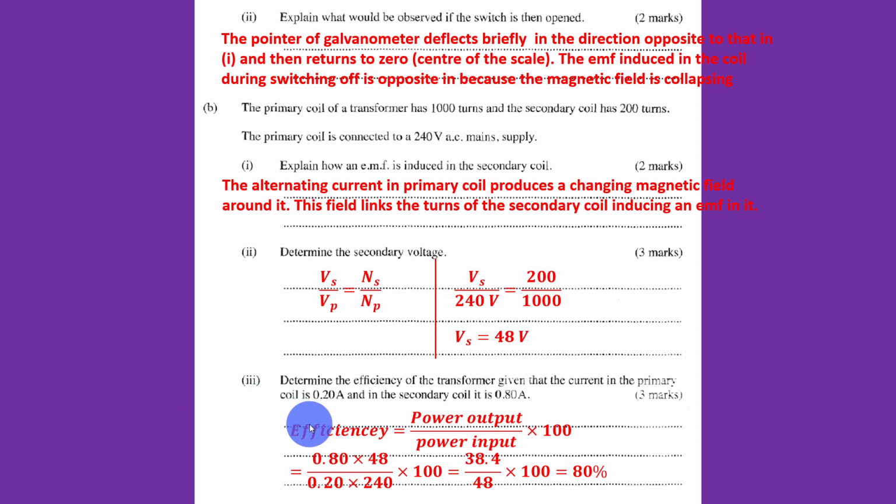Either method is okay. Efficiency is power output divided by power input, expressed as a percentage by multiplying by 100. That means power output is current in the secondary times voltage in the secondary. Power input is current in the primary times voltage in the primary. And when you manipulate those figures, you get this transformer to be 80% efficient.